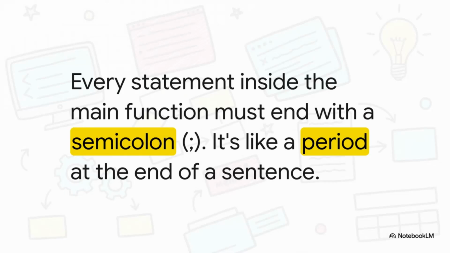Now, I want you to look really closely at this little guy right here, the semicolon. This thing is so important. Think of it like a period at the end of a sentence in English. It tells the compiler that you're done with that instruction and ready for the next one. Forgetting it is a rite of passage for every new C programmer, so keep an eye out for it.